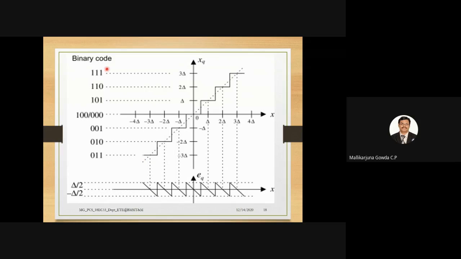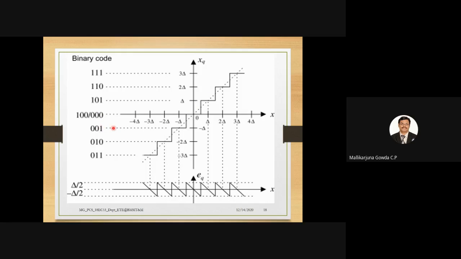Here I have taken 3 bits, so there are 8 levels. If I count from 0 to 7, it is 8 levels, right? So if I take this as the 0th level, and this I have taken as 1, then 2, then 3 on the negative side. Hope you understand. This is my 0th level, then 1.